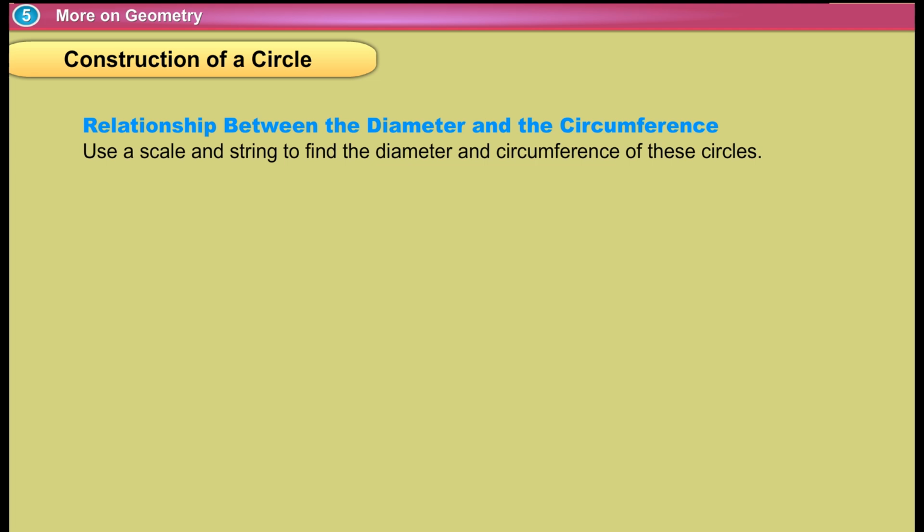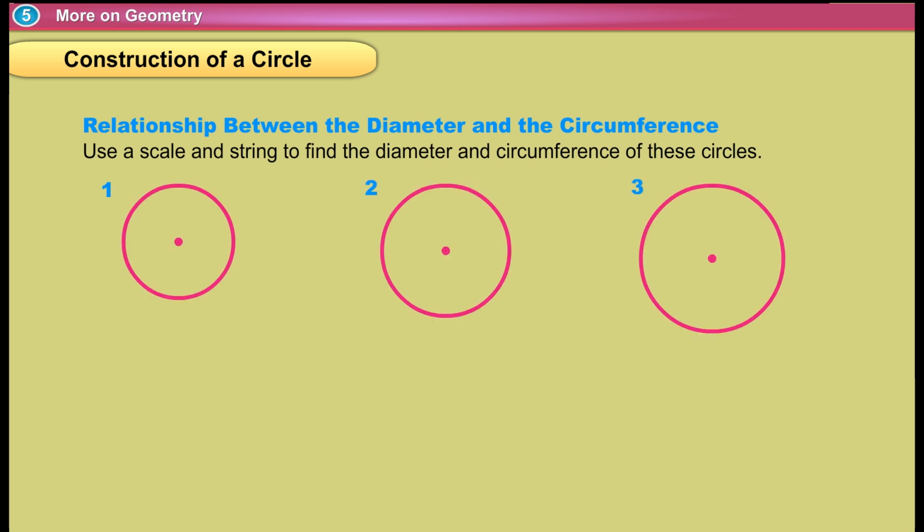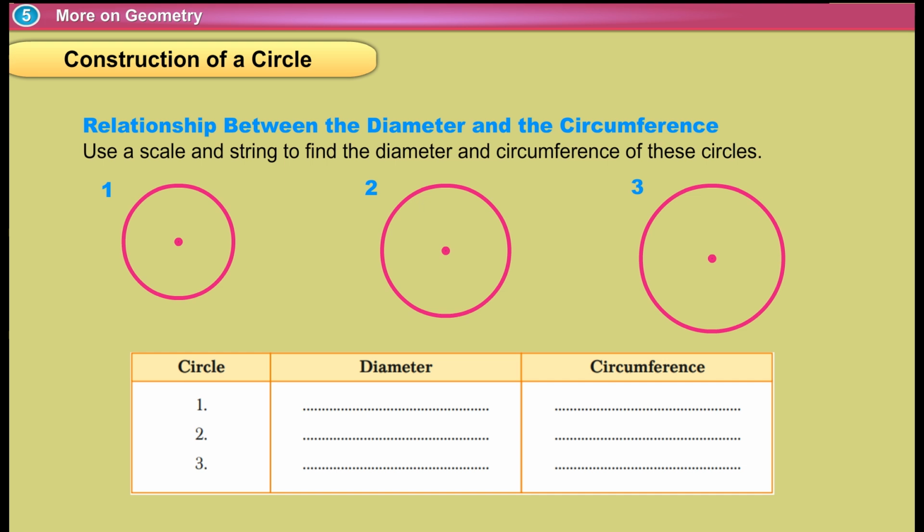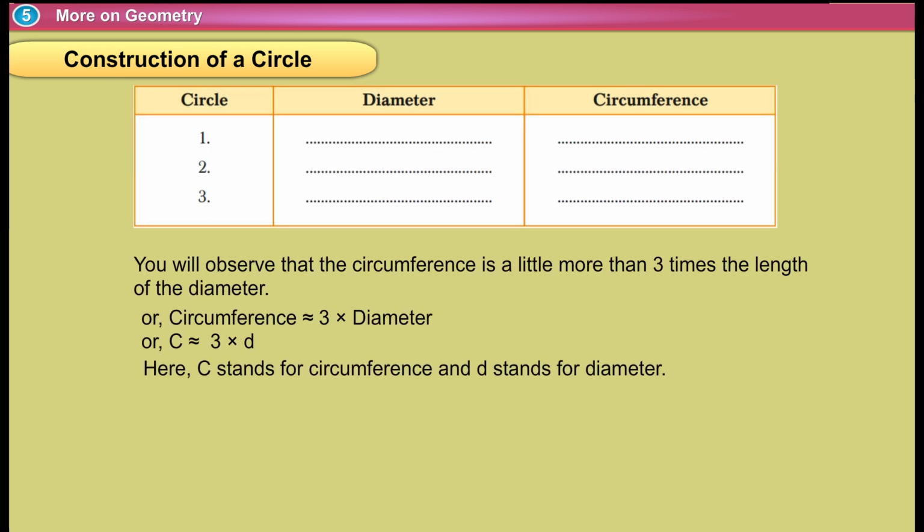Relationship between the diameter and the circumference. Use a scale and string to find the diameter and circumference of these circles. You will observe that the circumference is a little more than 3 times the length of the diameter. Or, circumference is approximately equal to 3 times diameter.